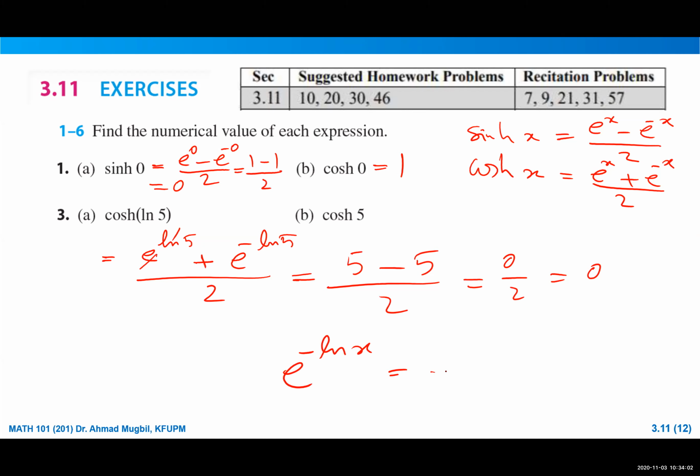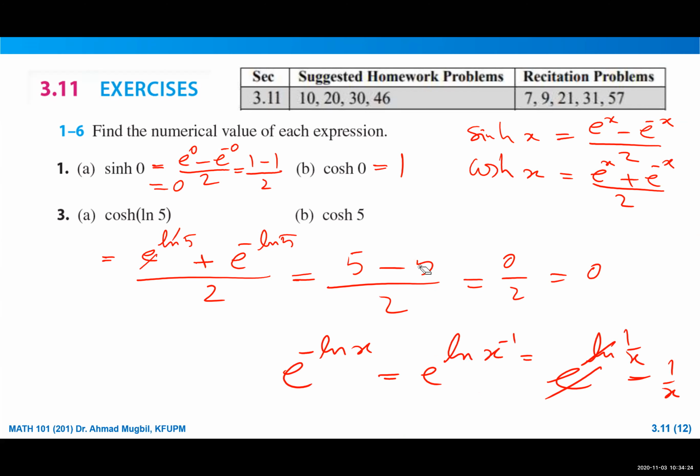Is it 1 over x? Is it negative x? Is this equal to x? The answer is no. Is it equal to negative x? The answer is no. What is it? It is 1 over x. It is e to the power ln x to the power negative 1, which is e to the power ln 1 over x. So now you can cancel e with ln, and you will have 1 over x.